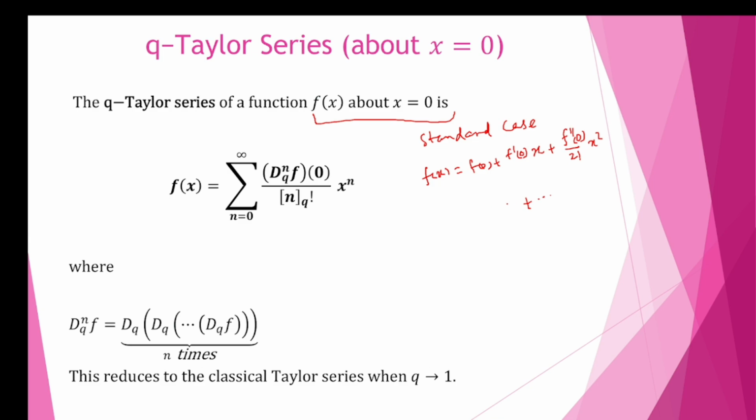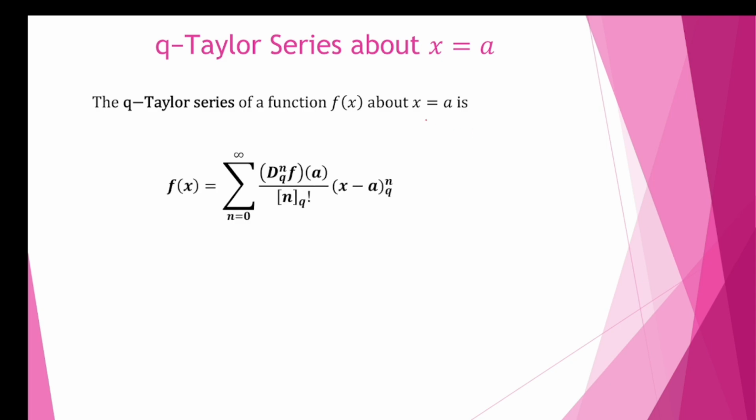It is an infinite series, but in the quantum case, in place of the standard derivative we are using the quantum derivative, and the quantum derivative of nth order is defined like this. So the quantum derivative is applied to f n times. Here also we can verify that if the q value tends to 1, then the quantum Taylor series becomes the same as the standard case.